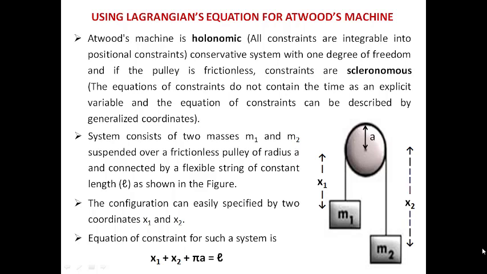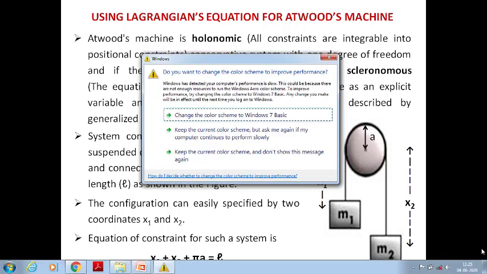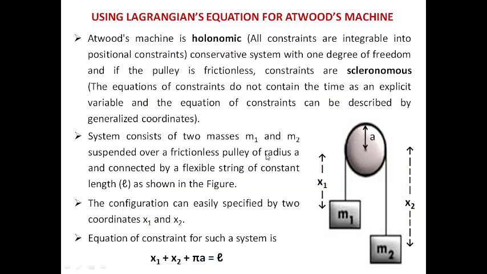The equations of constraints do not contain time as an explicit variable, and the equation of constraints can be described by generalized coordinates. So the system consists of two masses M1 and M2 suspended over a frictionless pulley of radius a and connected by a flexible string of constant length L. By configuration, we can say the configuration of the system is defined with the two coordinates x1 and x2. x1 represents the displacement of mass m1 from the center of the pulley and x2 represents the displacement of mass m2 from the center of the pulley.